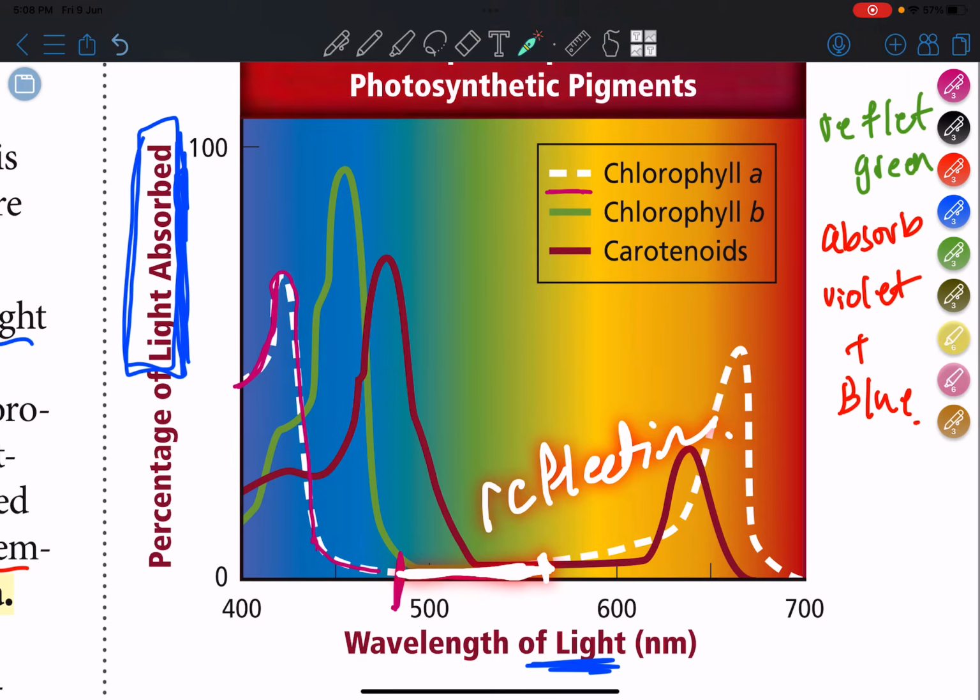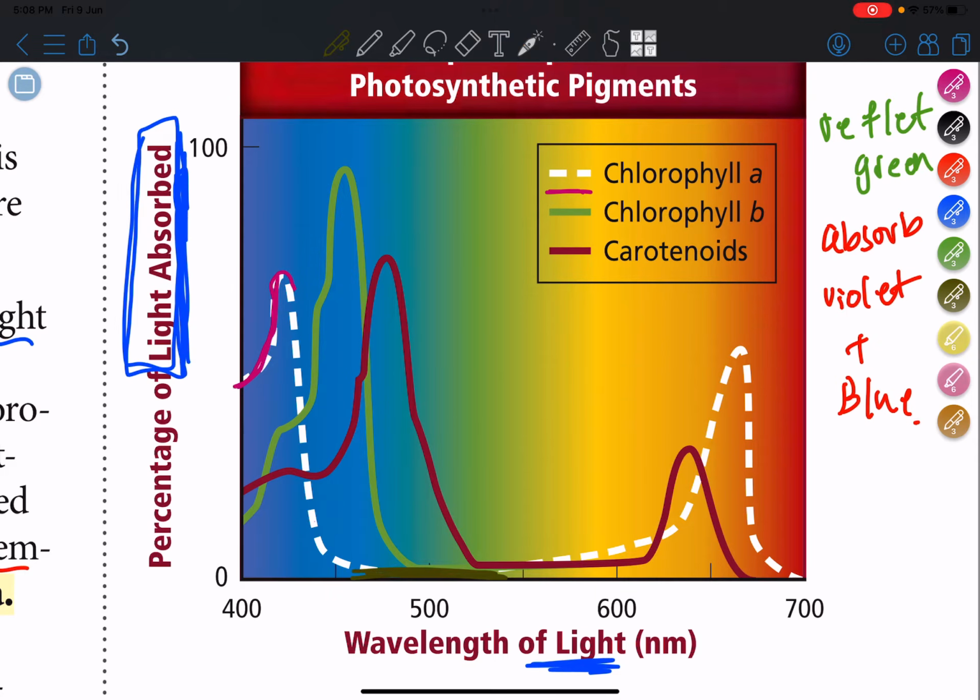of light. You might say, how do you know it is reflected at this wavelength? Well, if you look here, it is straight 0. So 0% is absorbed. If 0% is absorbed, that means it is reflected. Okay, same thing goes for chlorophyll B. Okay, that's the same idea.